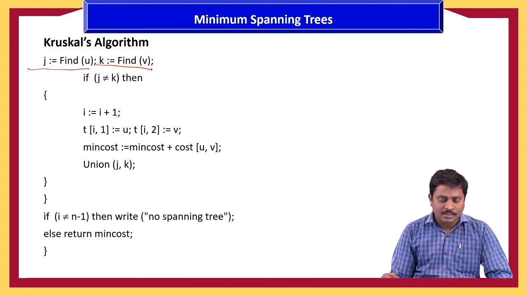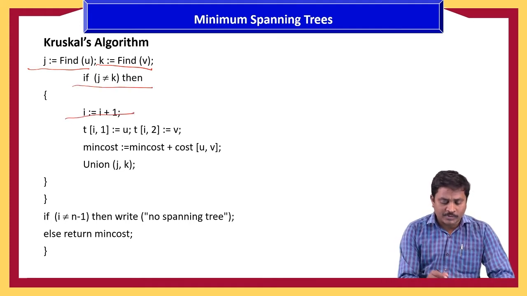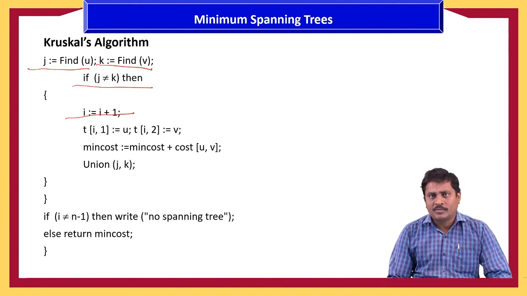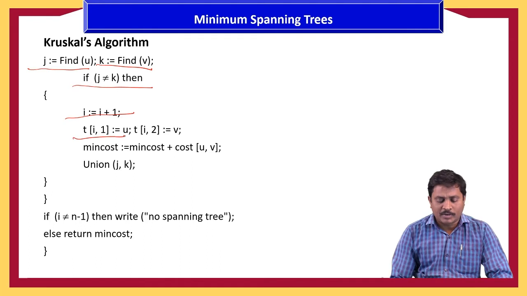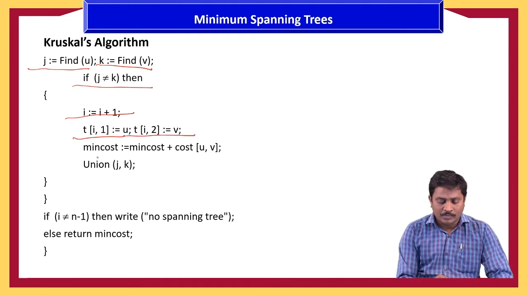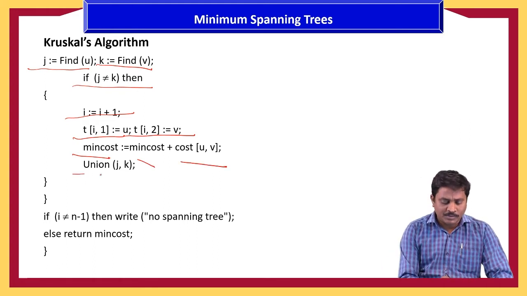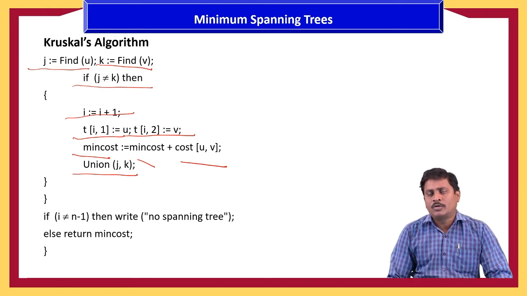So next we find the nearest vertices. And if j is not equal to k, then i equal to i plus 1. We repeat this for the remaining vertices. T of i comma 1 equal to u, T of i comma 2 equal to v, and we check whether the edge cost value is minimum or not. Suppose it is minimum cost, then minimum cost equals minimum cost plus that cost value. Now union of j comma k. Now we add that edge to the minimum cost spanning tree t.